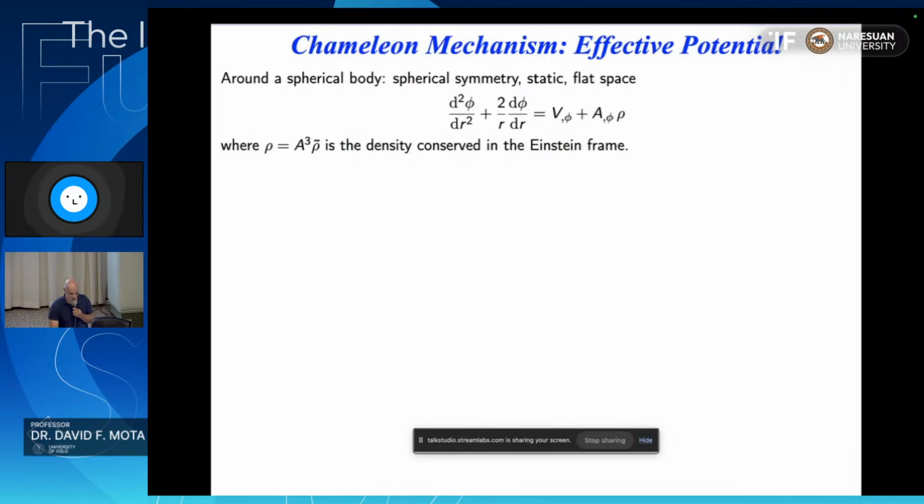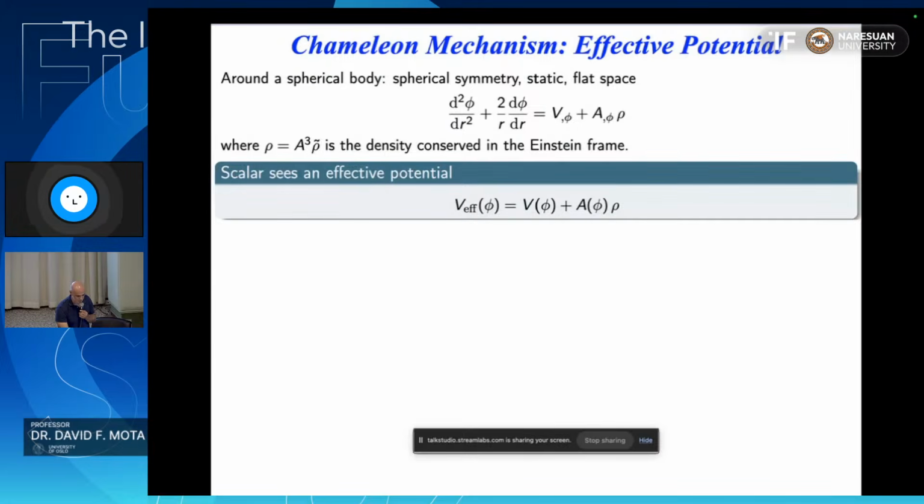So up to now, it's just the same equations that I used before. As you can see, the behavior of my scalar field will depend on a potential, which is the effective potential of my field. So it's the bare, self-interacting potential, the energy density of matter, and the coupling between the scalar field and matter. This is the effective potential, and that means that the mass of my scalar field is going to depend on the second derivative of my effective potential.